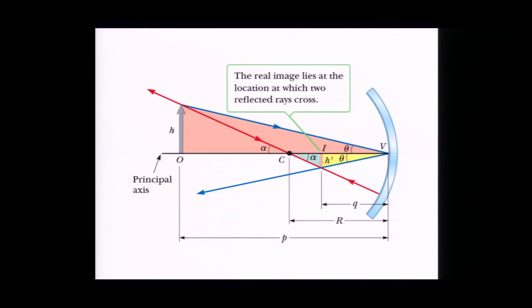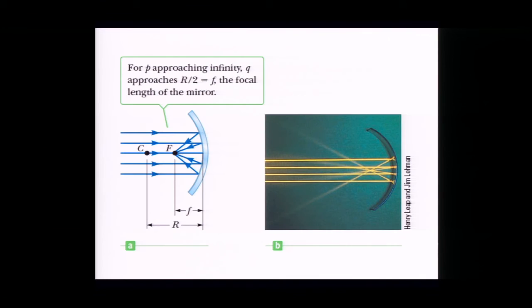And I can calculate the magnification because I can actually measure H prime and measure H and get the value. And in this case, the value is going to be less than 1, which means that my image is going to appear shorter than my object.